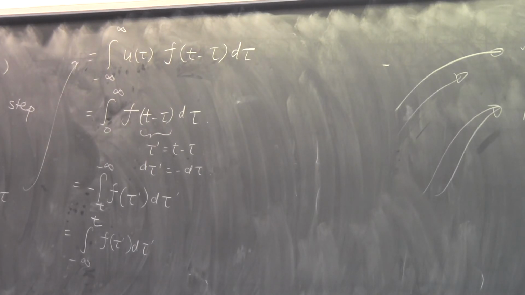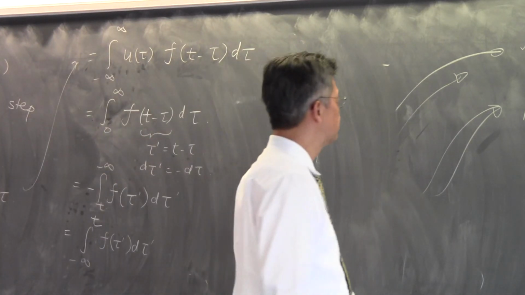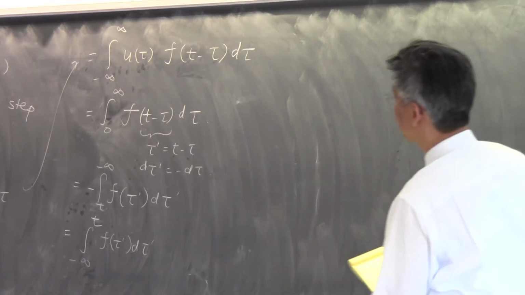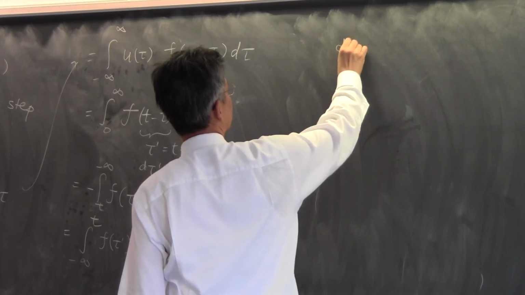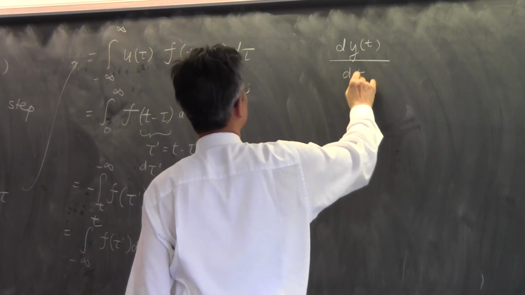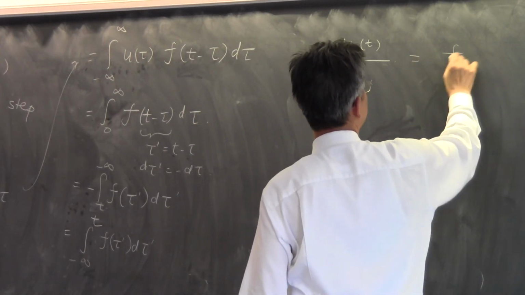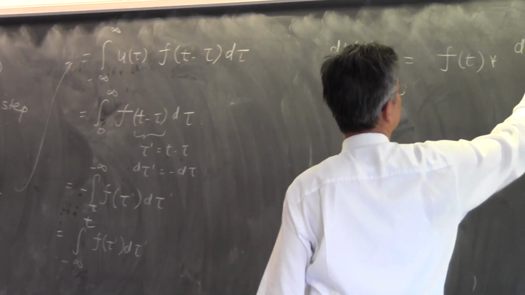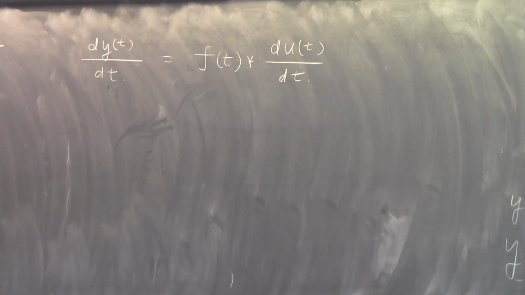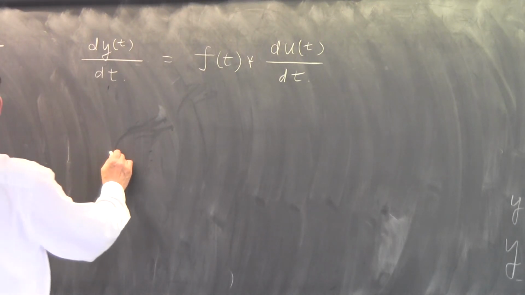So, if I were to use the derivative property of the convolution expression, then I will have f of t convolving with du/dt. What is this du/dt? du/dt is, u of t looks something like this.